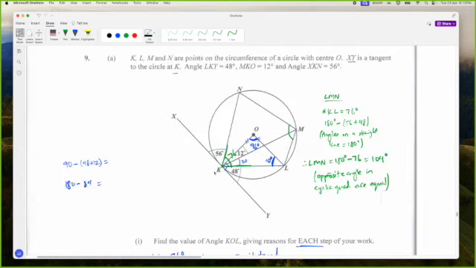KLO. Well, I already found KLO. So KLO is 42 degrees. And that is because KLO is equal to OKL, which is that. And this is because base angles in an isosceles triangle are equal.